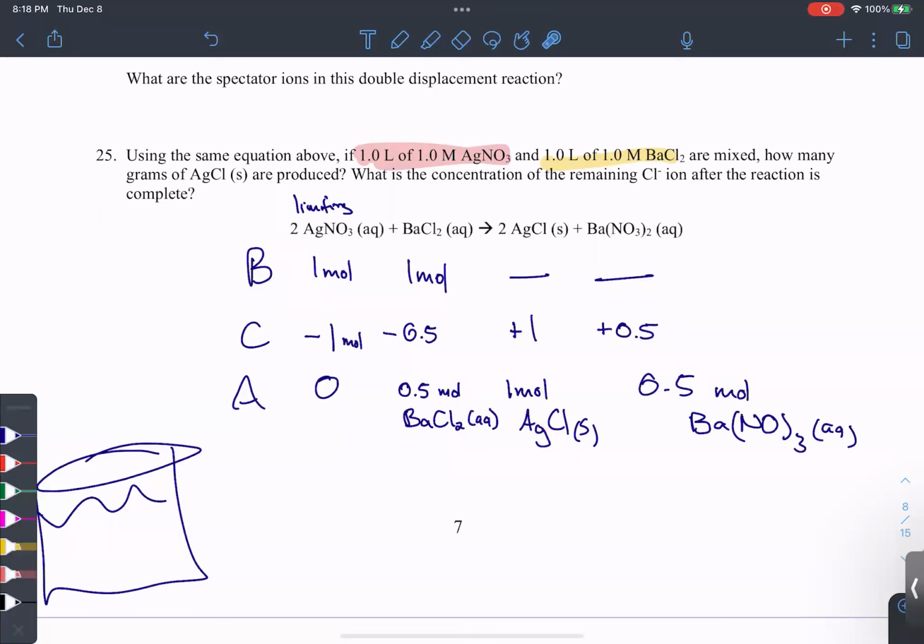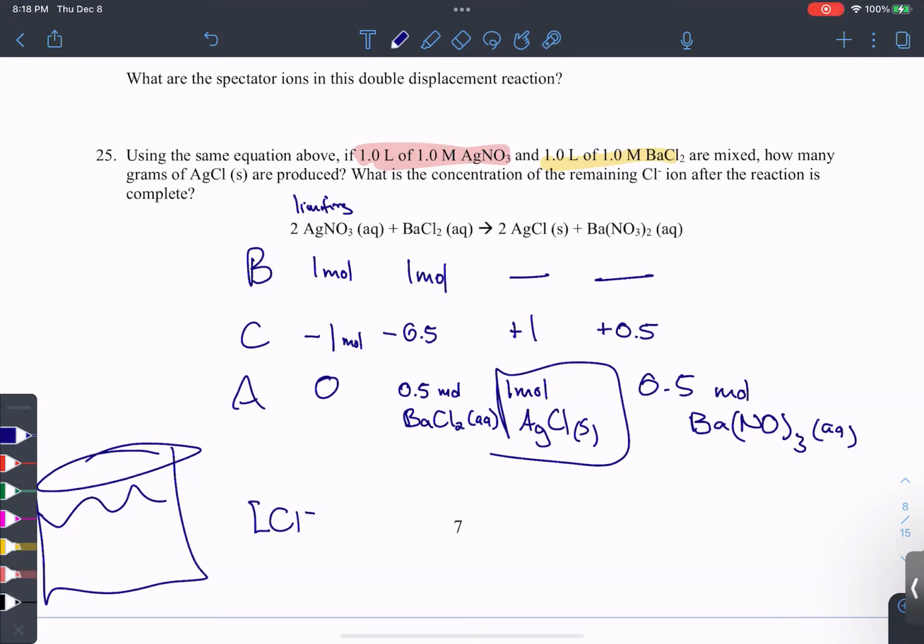It's just 1 mole. So whatever this is in grams, that's how much you make, right? The BCA table tells us how much we make. So just convert 1 mole of silver chloride to grams. There's your answer there. But now the harder part is what's the concentration of chloride remaining after the reaction is complete.